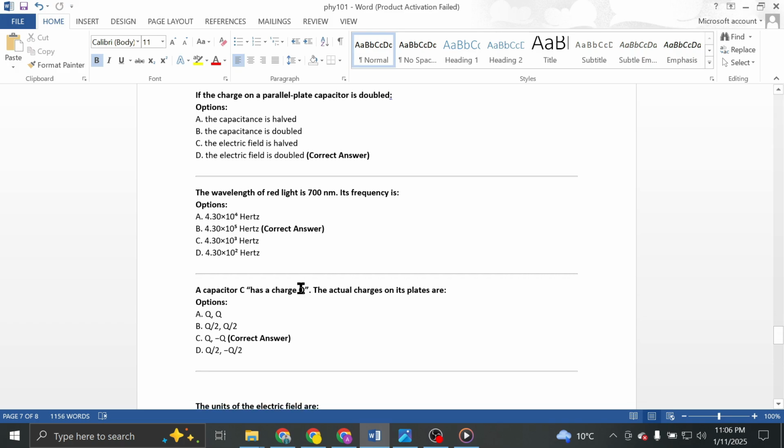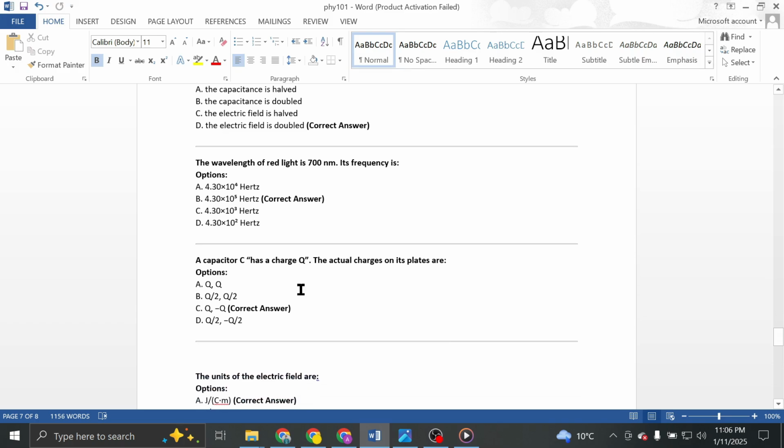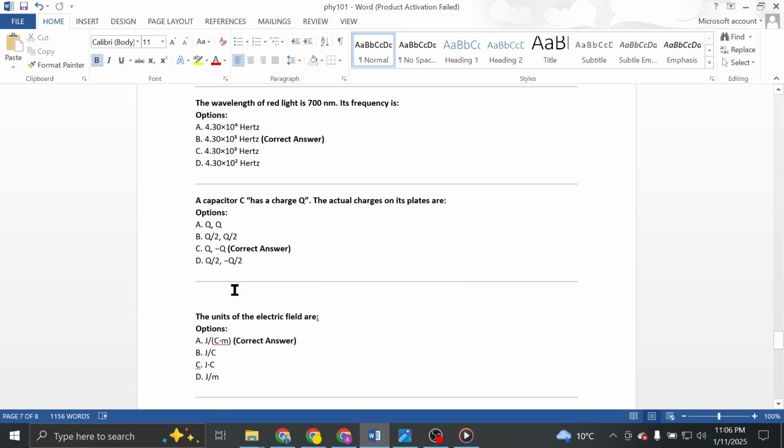The actual charges on its plates are options: A. Q, Q. B. Q/2, Q/2. C. Q, Q. Correct answer. D. Q/2, Q/2.